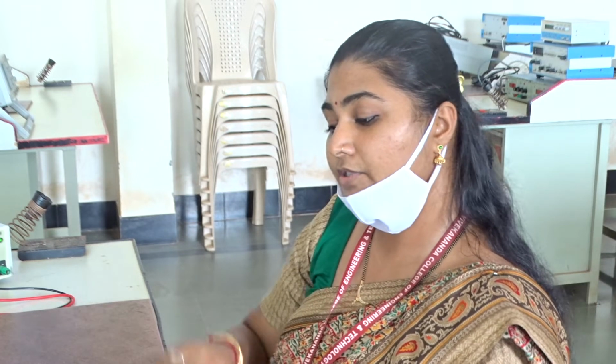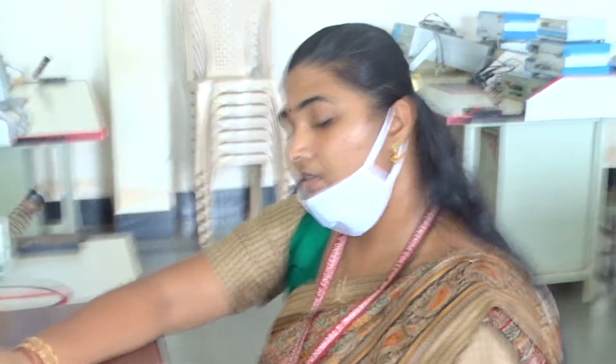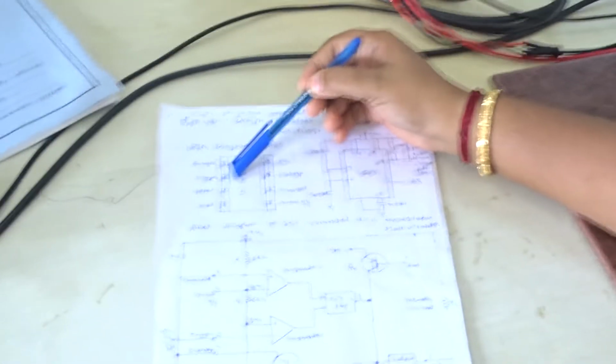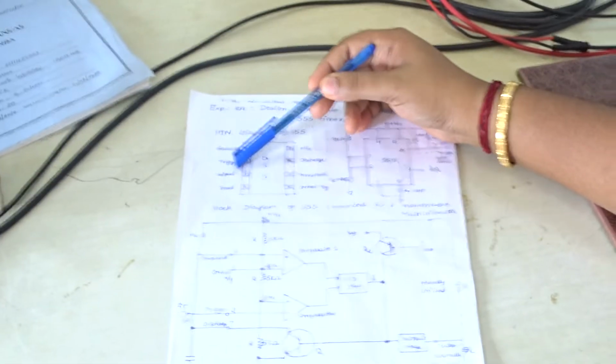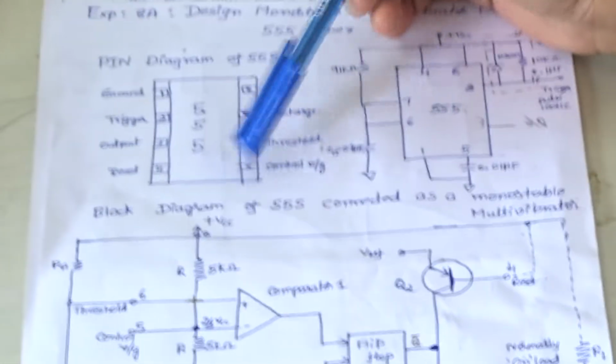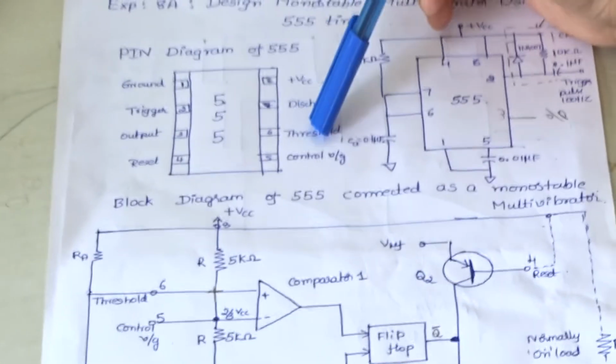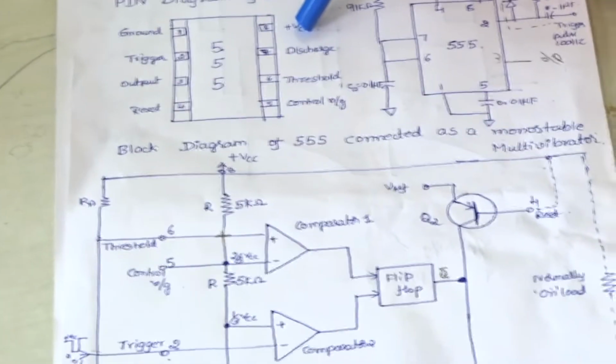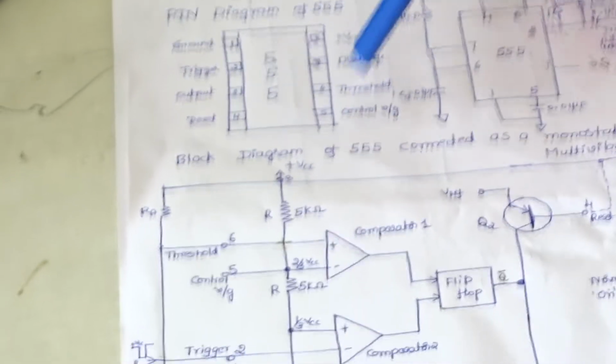So let us know about the pin diagram of the 555 timer. It is an 8-pin IC. The first pin is assigned for ground, the second pin is trigger, the third pin is output, the fourth pin is reset, the fifth pin is control voltage, the sixth is threshold, the seventh pin is discharge, and the eighth pin is VCC.